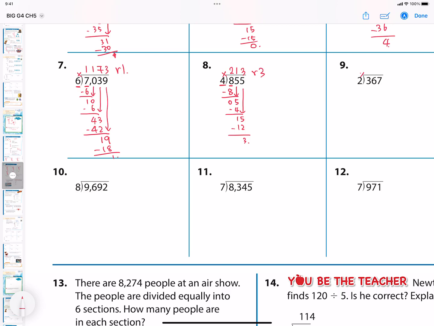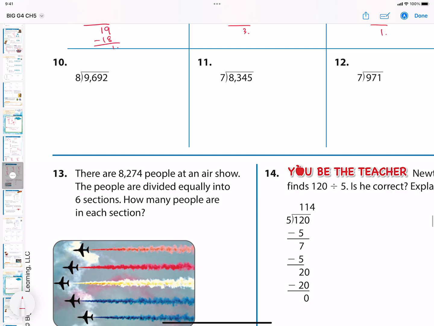Move on. 2 times 1 is 2. Take away 1. 6. We know 16. Take away nothing. So bring this 7 down. And we know 2 times 3 is 6. Take away 1. Remainder 1. Okay. All right, number 10.